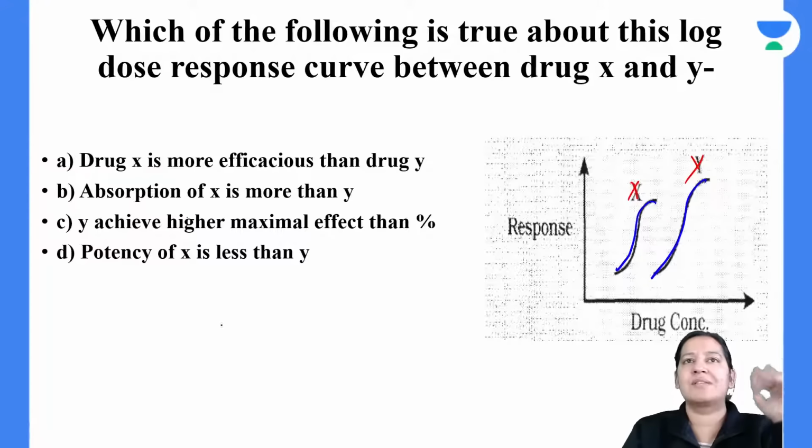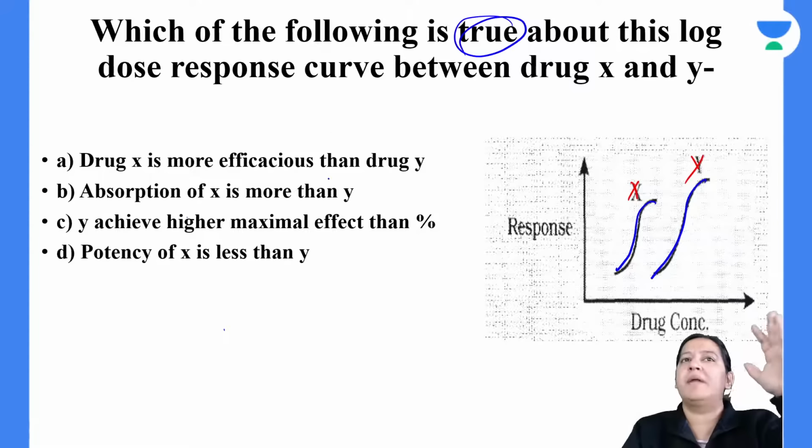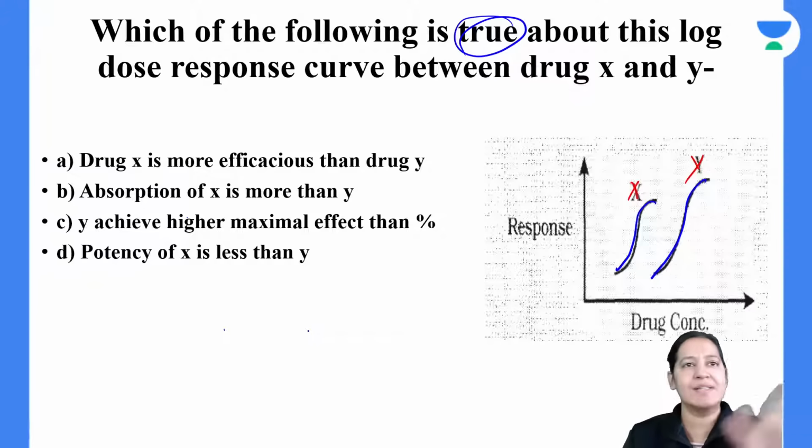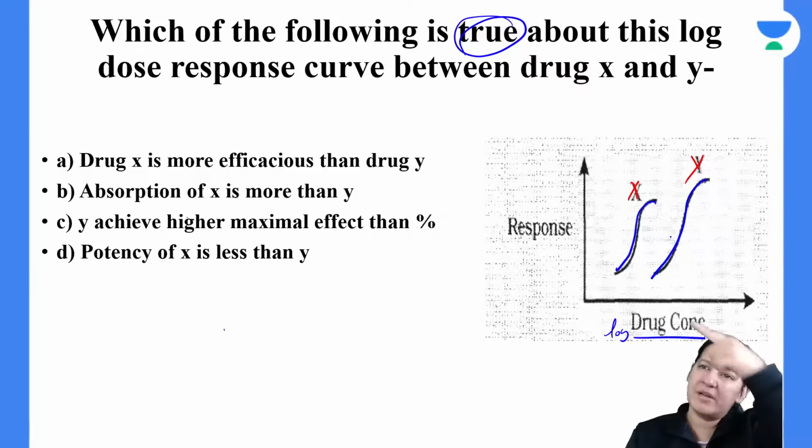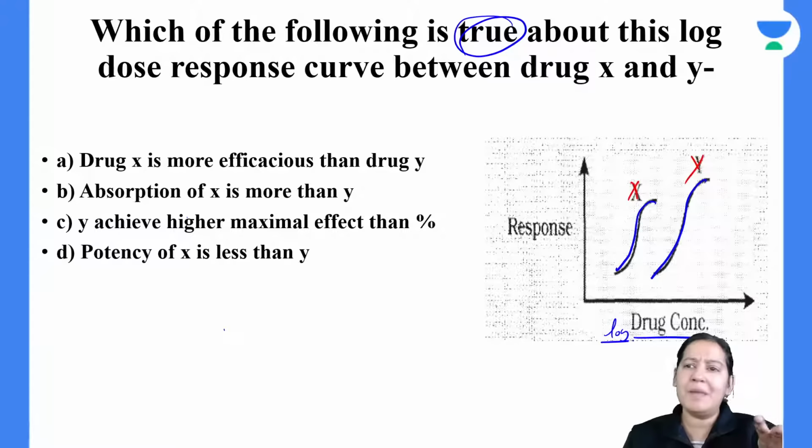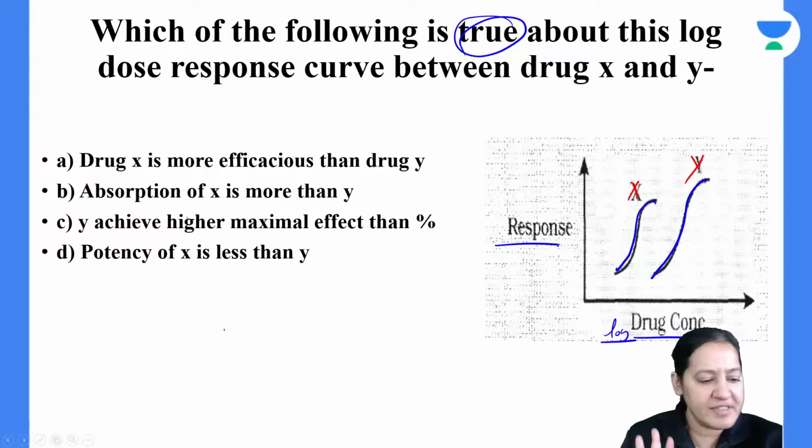Now read the four statements and tell which is true. Which statement is true between drug X and Y? You can see the graph. This is drug concentration. Log is not given, but consider it is logarithmic because it is sigmoid. Sometimes logarithm may not be written, so you consider it is there, and response is there. So it is a log dose-response curve. So please read the four statements one by one and tell me what is correct.